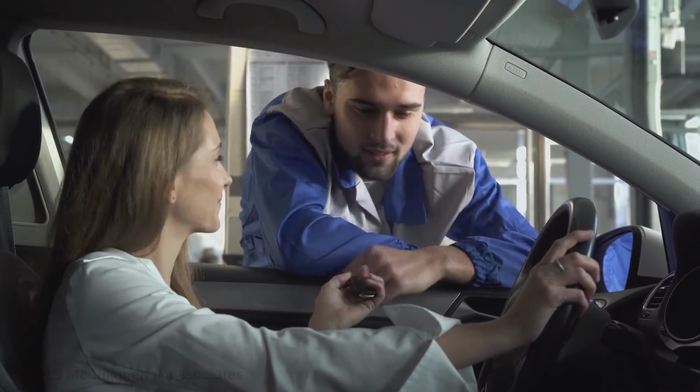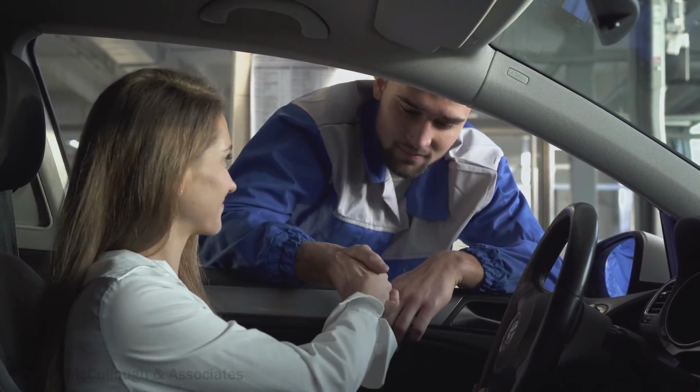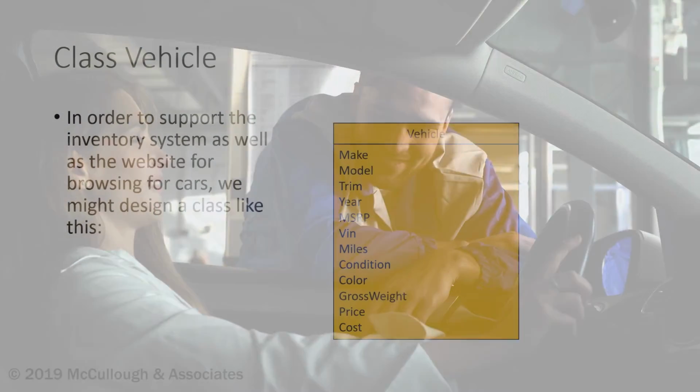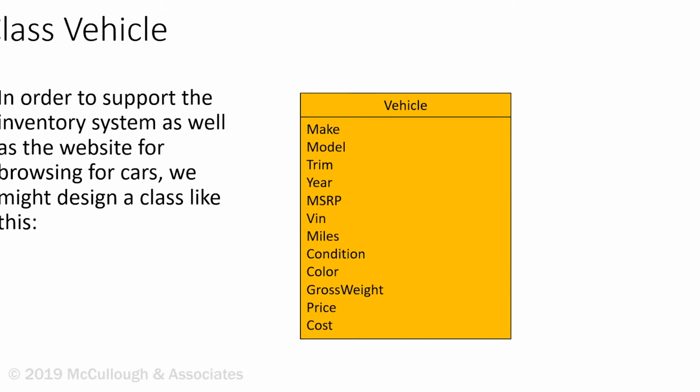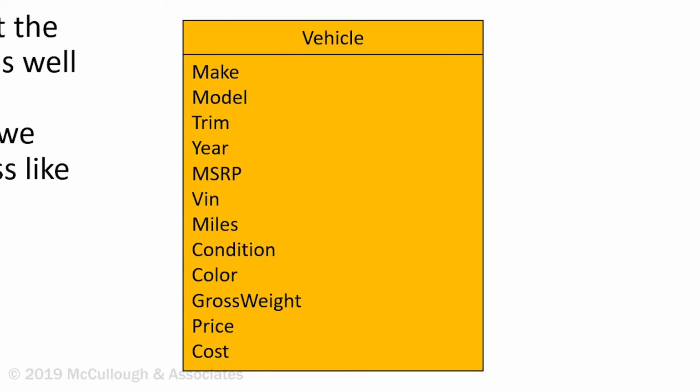So to support the inventory system as well as the website browsing for cars, we might create a class that looks something like this. A vehicle has a make, model, trim, year, manufacturer's suggested retail price, a VIN number, miles, condition, color, gross weight, price, and cost. These are just the attributes. We can talk about what other functions or methods we would put in that class in a different effort. Now, this looks like a perfectly reasonable object-oriented design.